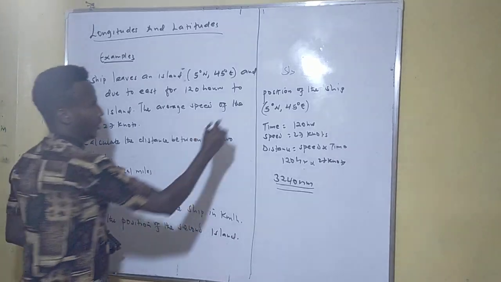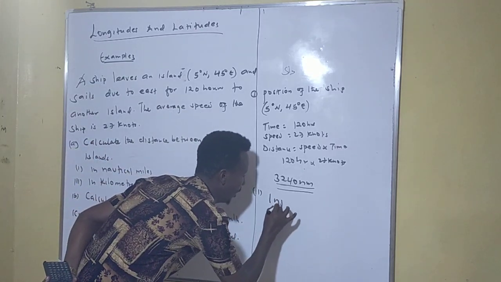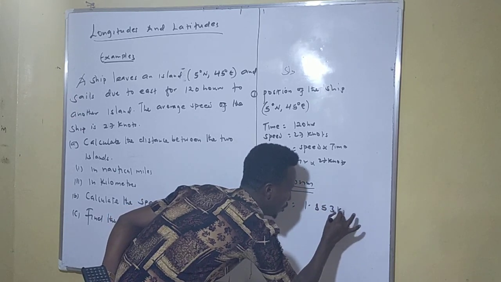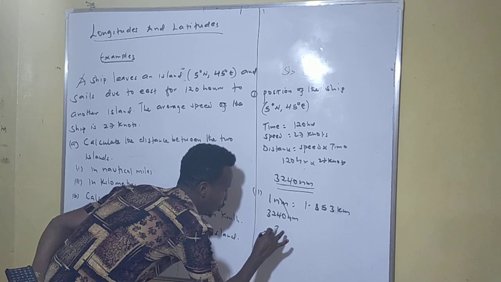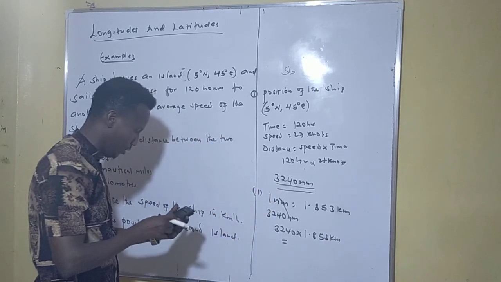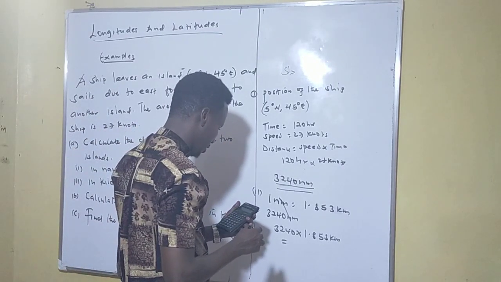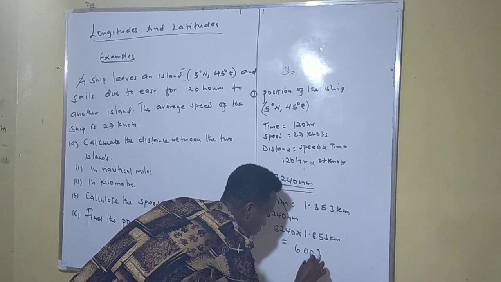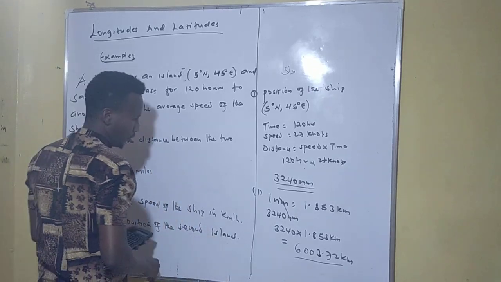Okay, that's the first answer, number 1. Then I will go to number 2. You're told in kilometer. We know that 1 nautical mile is equal to 1.853 kilometer. Sometimes they will not give you this one. So that 240 nm multiplied by 1.853 kilometer, cancel the nm. That will give us 6,003.72 kilometer. That will be the final answer for your information.